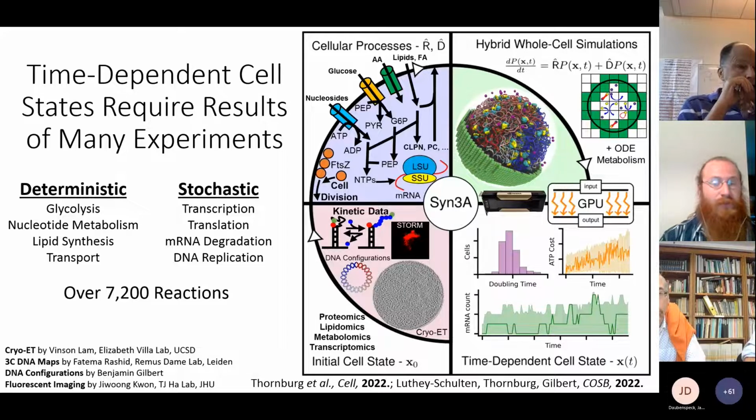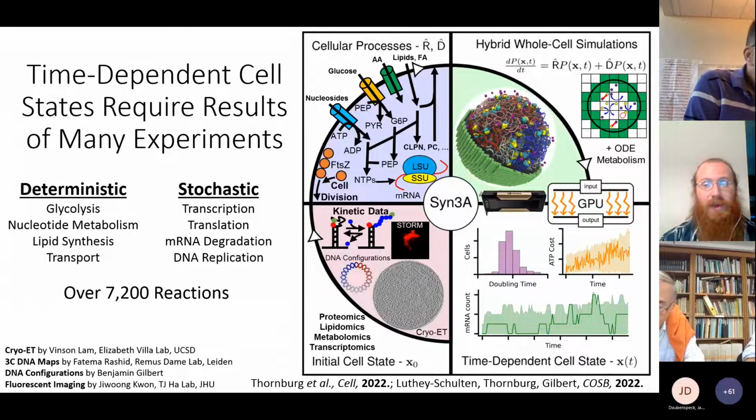And then to do three-dimensional models, we need information such as ribosome coordinates and membrane boundaries from cryo-electron tomograms that we got from Elizabeth Villa's lab at UCSD. And then to evolve our system through time, we need to write down our reaction networks. So I'll briefly introduce those in the next few slides.